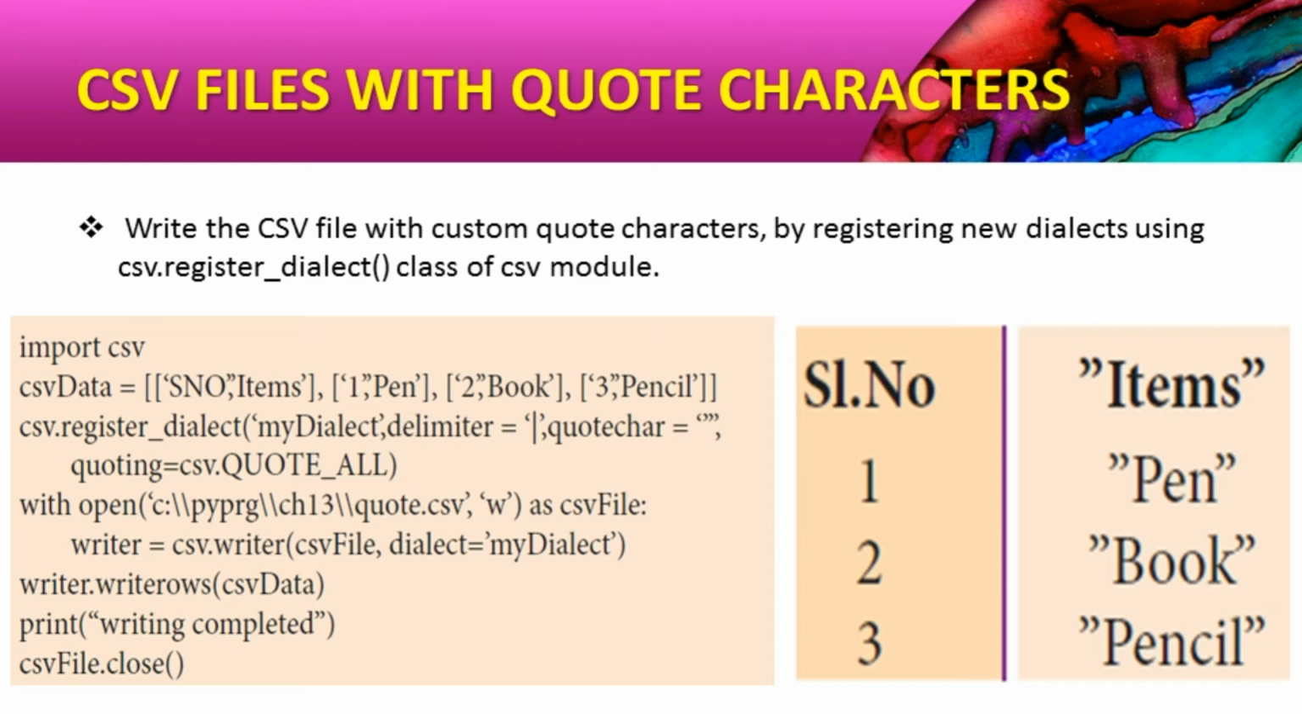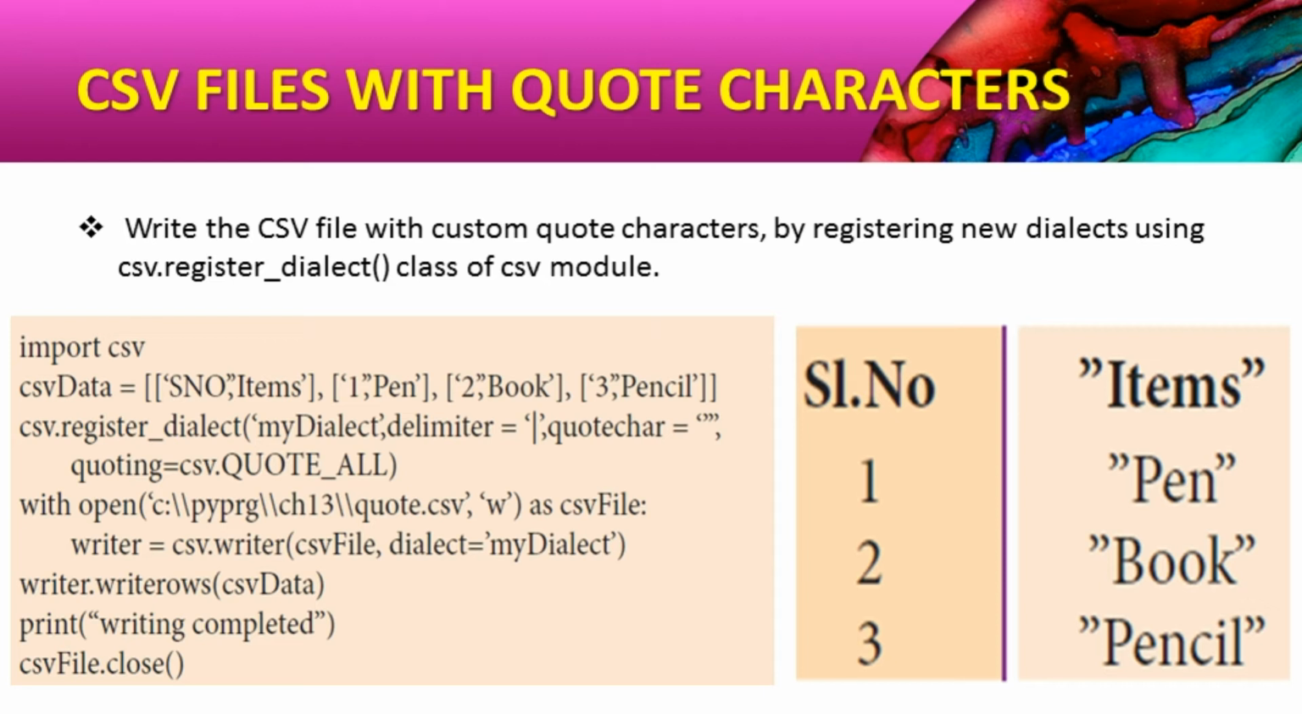Let us see the example. Import csv. Data: the field names are serial number, items, and the field values are 1, pen, 2, book, 3, pencil. By registering a new dialect, that is my dialect, comma, delimiter is equal to pipe symbol, quoting is equal to csv.QUOTE_ALL.